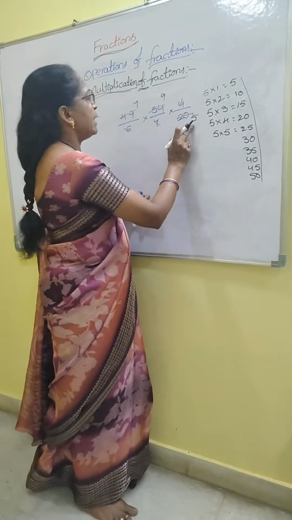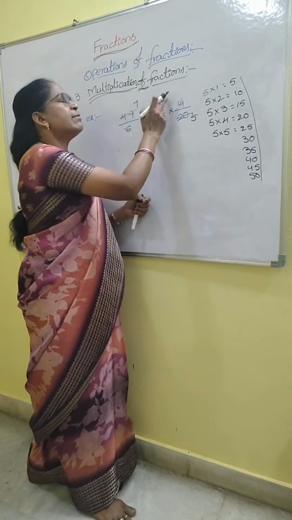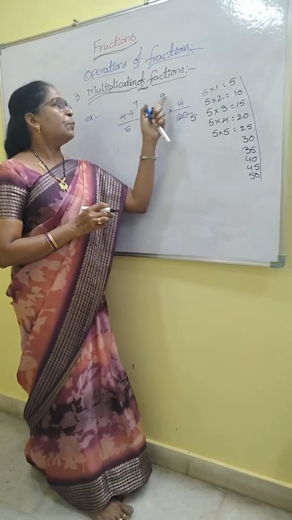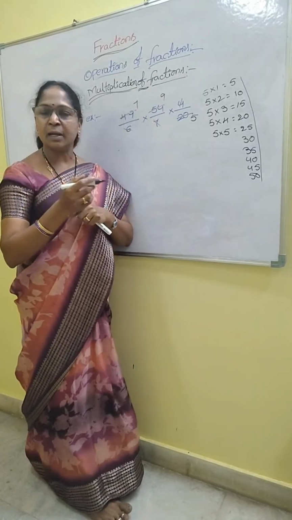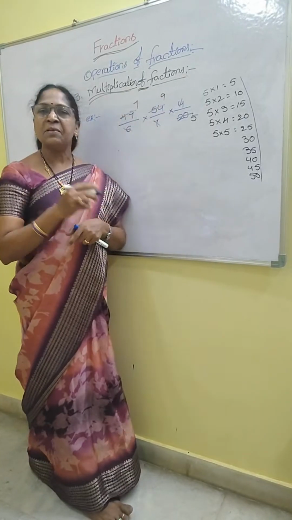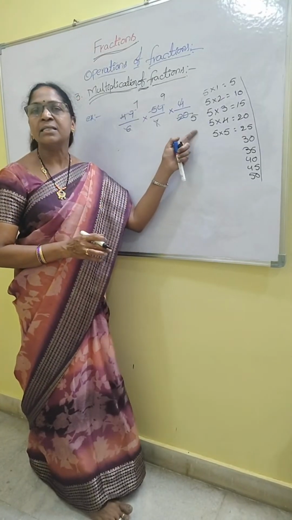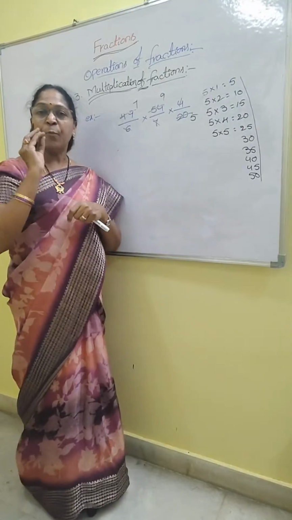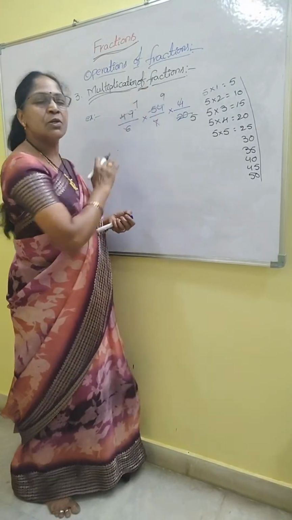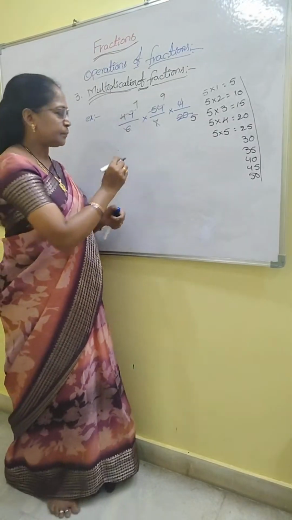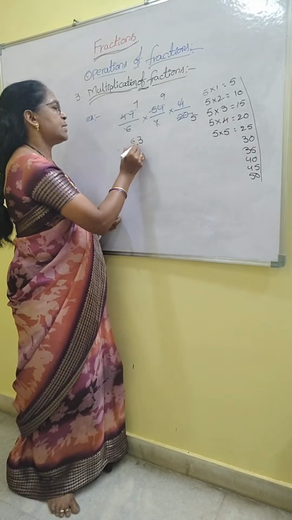Now here, see, if you observe, 7 and 9, these two are odd numbers. In both these numbers, the unit digit is not 5 or 0. So you cannot cancel with the 5. Simply what you have to do is multiply the numerators as it is. That means 7 times 9, how much? 63.